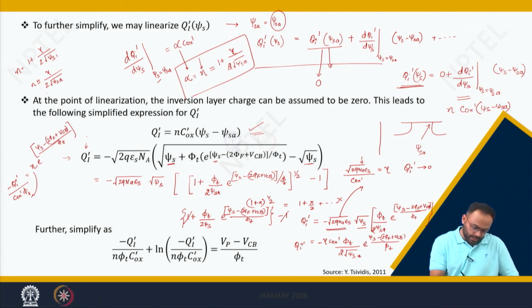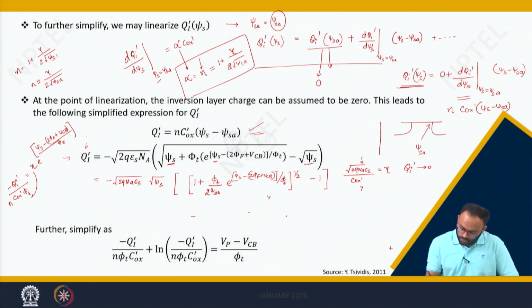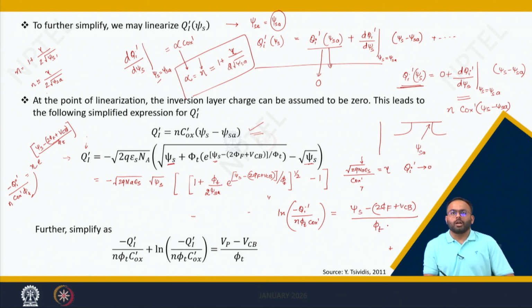Now again you take n this side and take log at both sides. So ultimately you will get log of minus qi dash divided by n into phi t into Cox dash is equals to psi s minus 2 phi f plus Vcb divided by phi t. Now again I wish to remove the term of psi s in terms of qi dash. So I can go back in this equation where we just linearize qi dash and psi s.